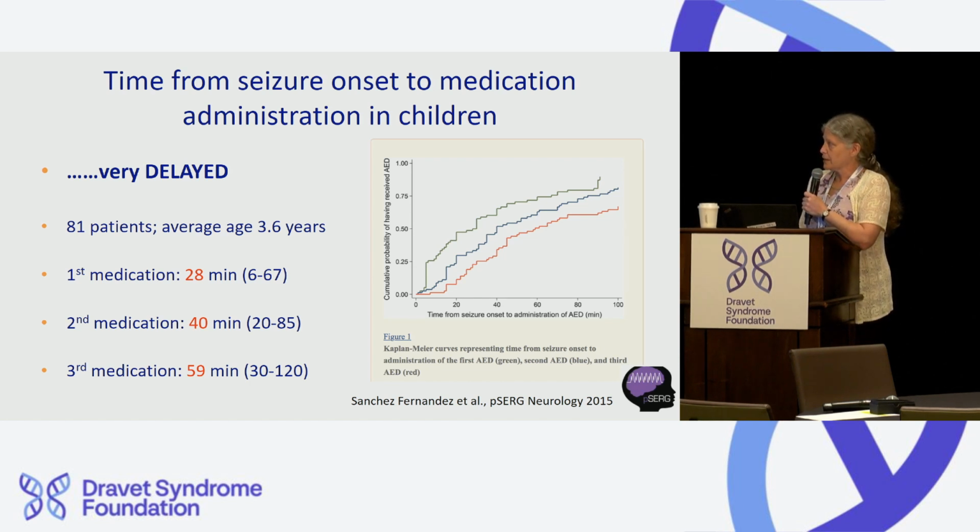It took 40 minutes on average before the second medicine went in, and nearly an hour till they got their third medication. Now, most of these children had seizures that began outside of hospital. And that's why it's so important for families to have the tools to start that treatment much earlier, because you do not want to wait half an hour for your child to have a first treatment.